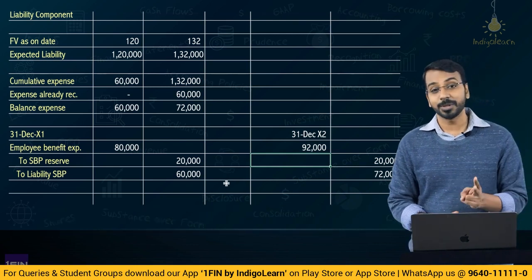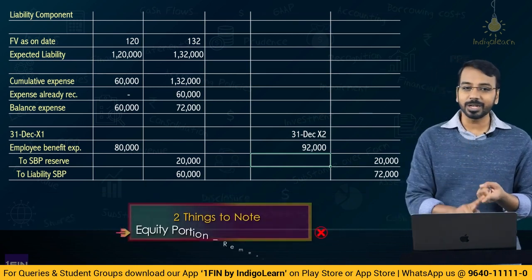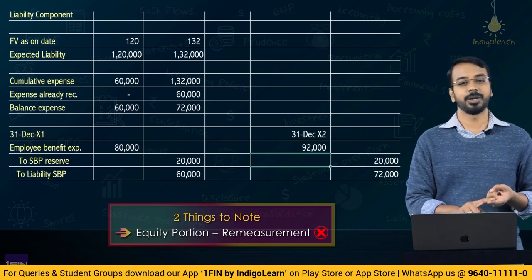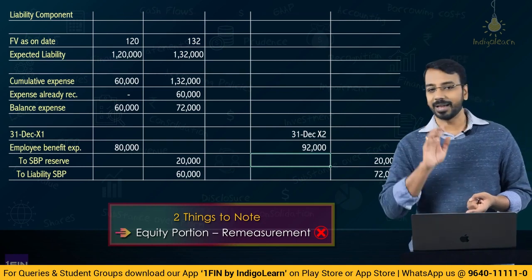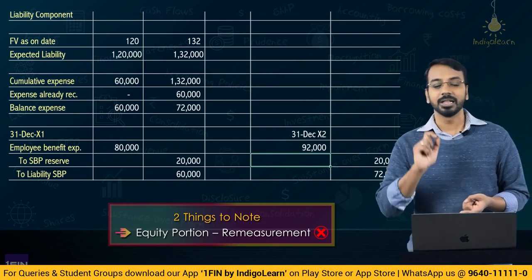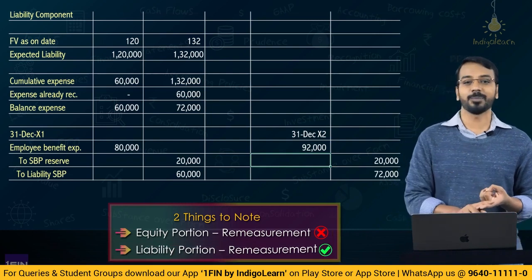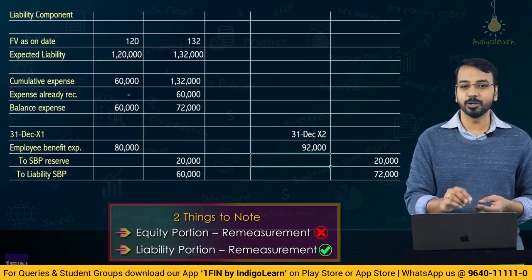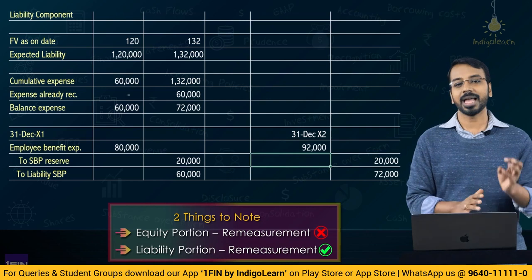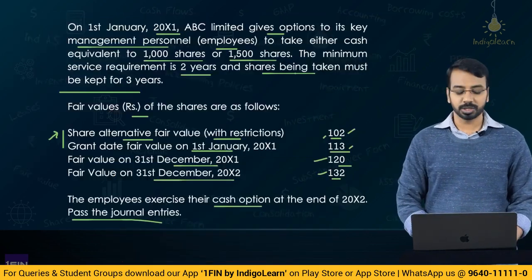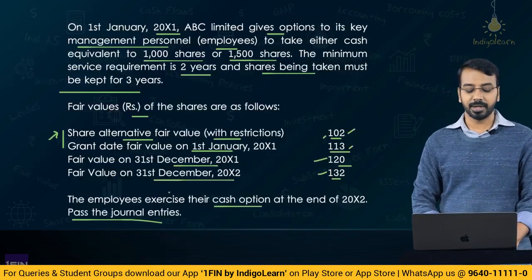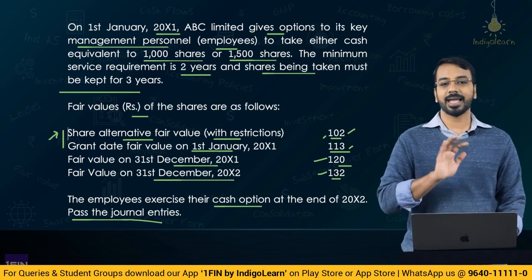Two things that you have to keep in mind is that for the equity portion or for the equity settlement part, you will not do any kind of revaluation or you will not remeasure the fair value. For the liability part, you will remeasure the fair value at the end of each reporting period and on the date of settlement. Now the question says that on the date of settlement, the employees exercise their cash option.